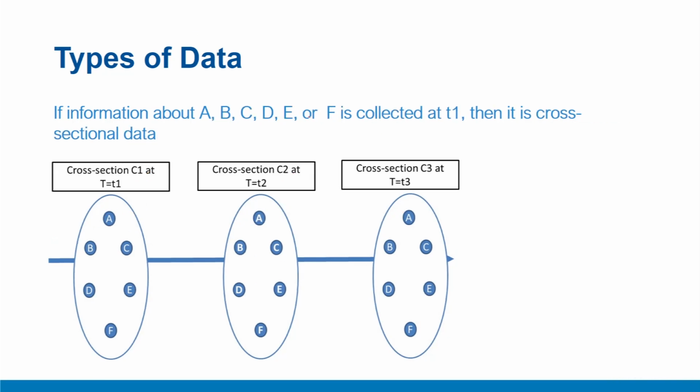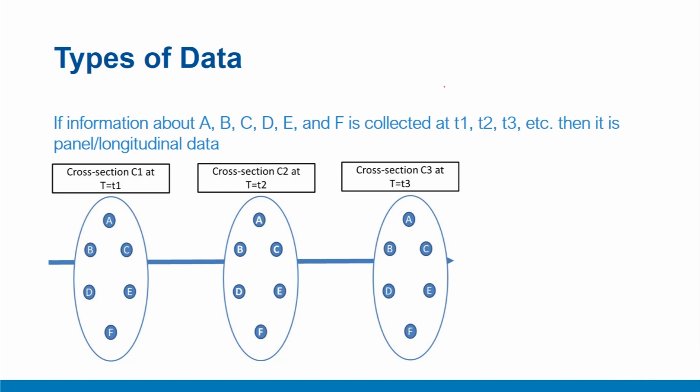In contrast, if you have six individuals, or more or fewer, like A, B, C, D, E, and F, and you collect data on all these individuals at a particular time, let's say t1, then it is called cross-sectional data, because you are collecting all the information about these units for a particular time t1. So it is cross-sectional data.